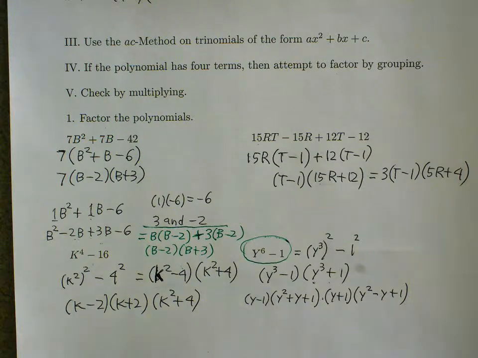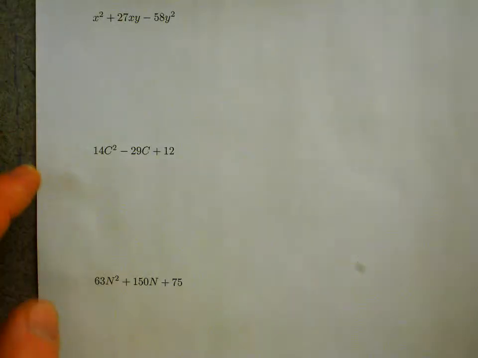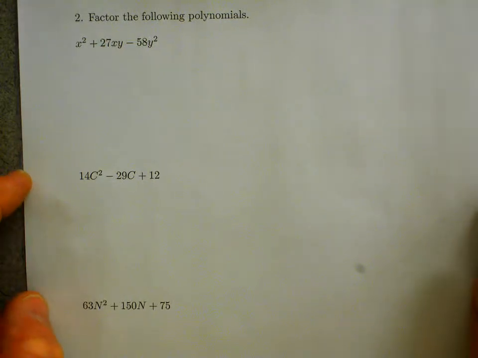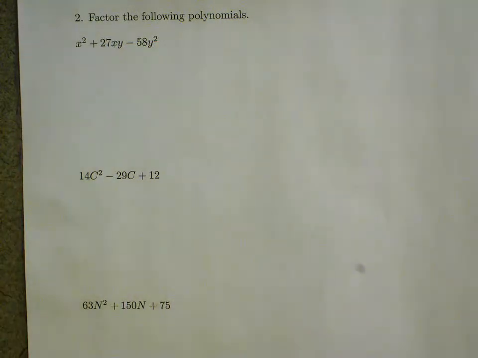Okay, let's move on to the next page. So, more factoring. Factor the following polynomial: x to the second plus 27xy minus 58y to the second.